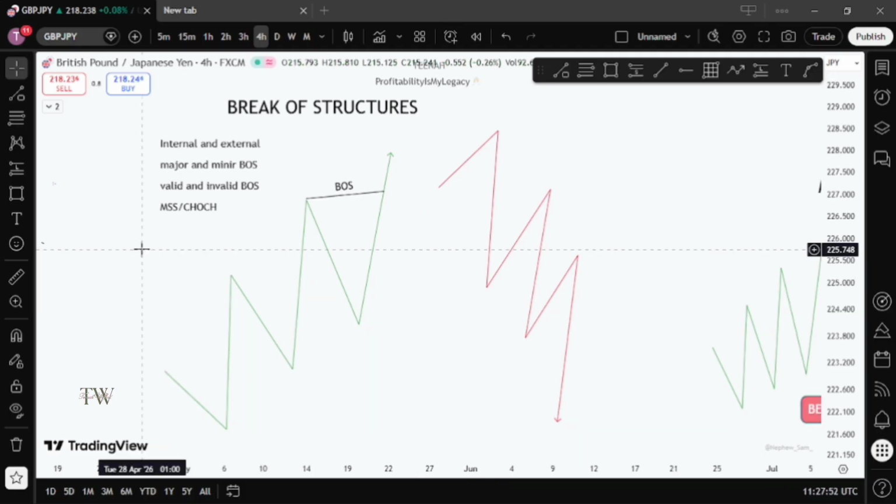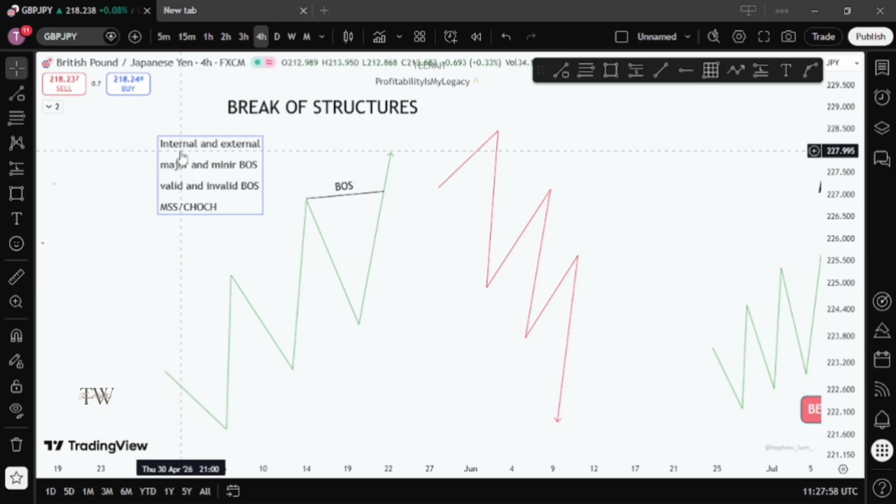So let's talk about the types of breakout structures. The types include, as you can see here, the internal and external breakout structure, the major and minor breakout structure, the valid and invalid breakout structures. Of course, we're just going to run through it theoretically, and I'm going to show you what they look like on the chart, just for easy identification.